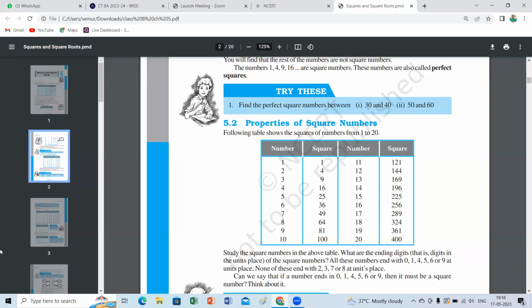Be careful. The perfect square numbers between 50 and 60: there is none, because 7 square is 49, which does not lie between 50 and 60, and 8 square is 64, it is more than 60. So there is no perfect square number between 50 and 60.